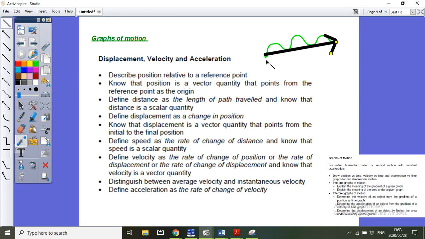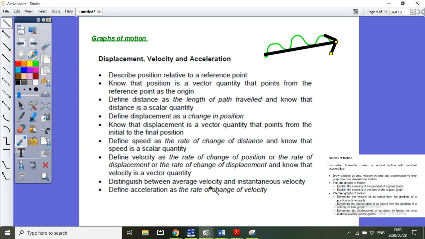Displacement is then the change in position. We started there, we ended there. That's your change in position. We also looked at the rate of change of distance, and we defined that as the speed. So distance over time was our speed, and displacement over time was our velocity. So the rate of change of displacement, or the rate of displacement, it really doesn't matter which one you use, was defined as our velocity.